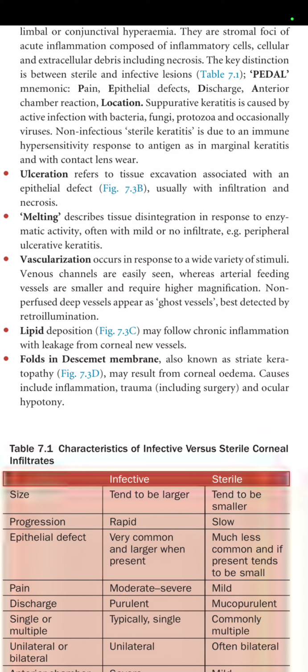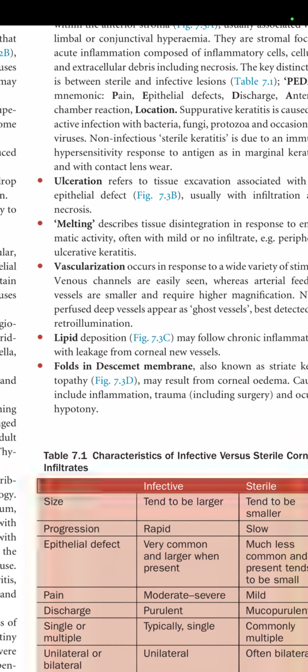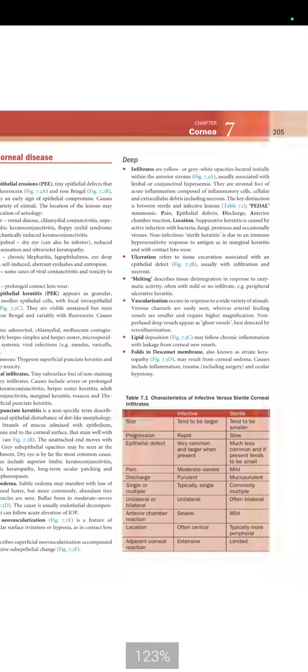And how it happens is that the corneal vessels leak lipid deposits, and the new vessels cause the lipid deposition in the cornea. We will also look at lipid keratopathy in the coming lectures. So in figure 7.3, you can see lipid deposition.